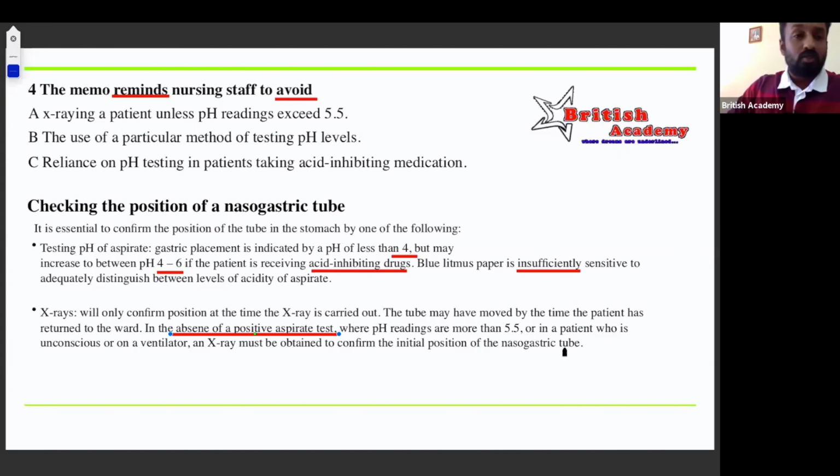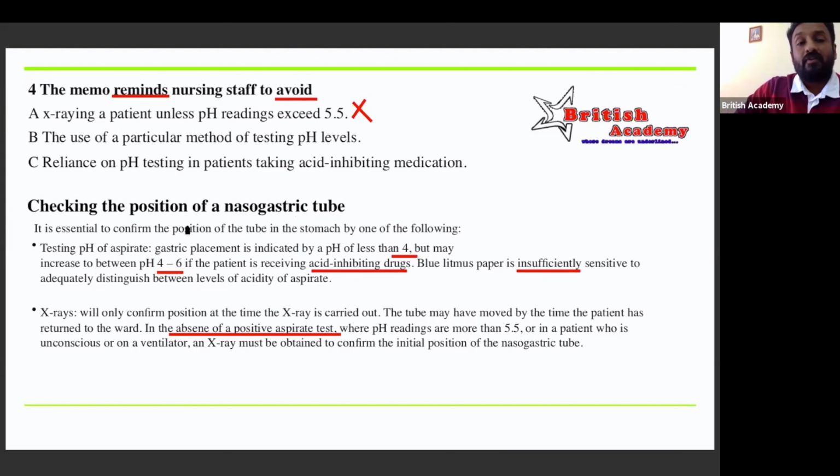Now, the option over here says X-raying a patient unless pH reading exceeds 5.5, which is not given at all. Nowhere does it say if it is less than 5.5, go ahead and do an X-ray. Okay. The use of a particular method of testing pH levels may be something we can avoid.